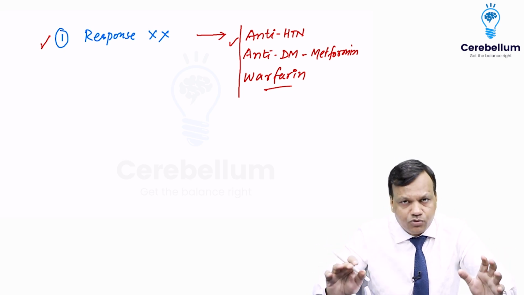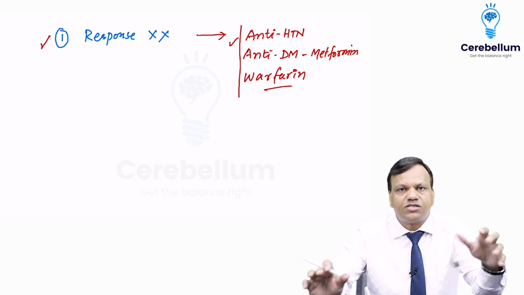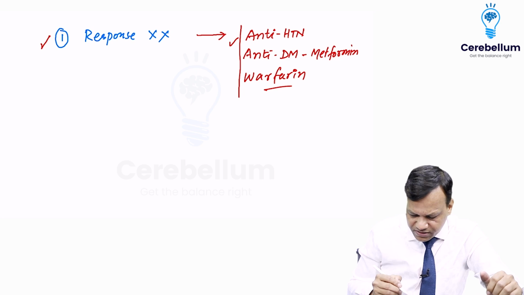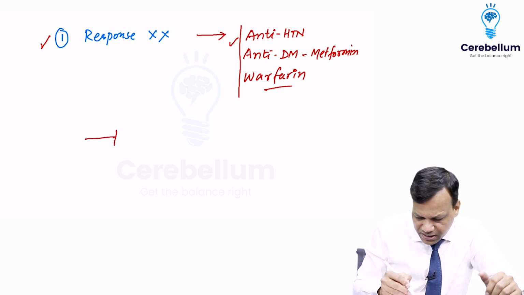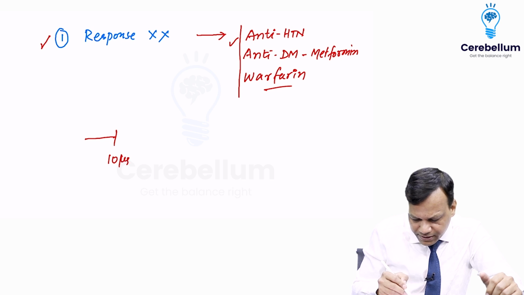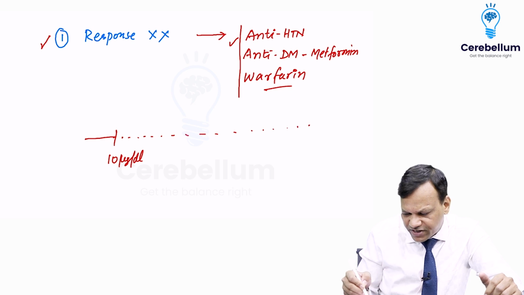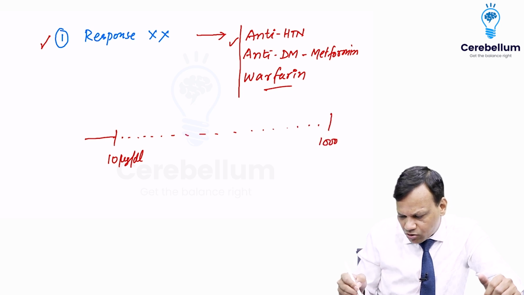Suppose we are not able to measure the response, but the drug is very, very safe. Very, very safe means the effect of the drug will start at 10 microgram per deciliter. There will be no side effect even if the plasma concentration reaches very high, maybe up to 1000 microgram per deciliter.